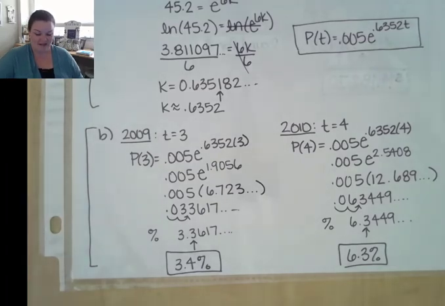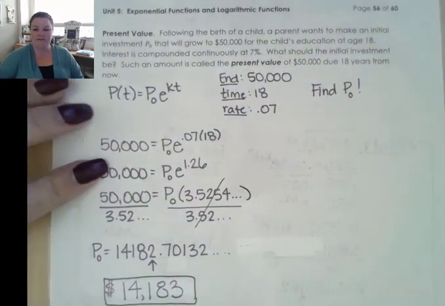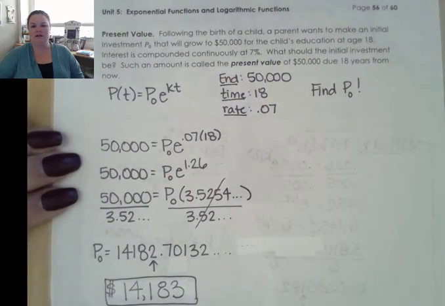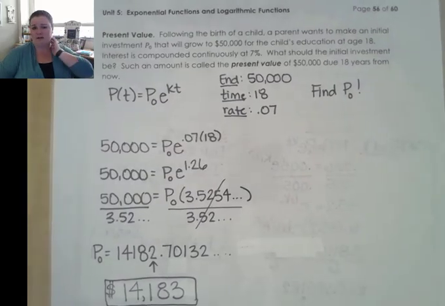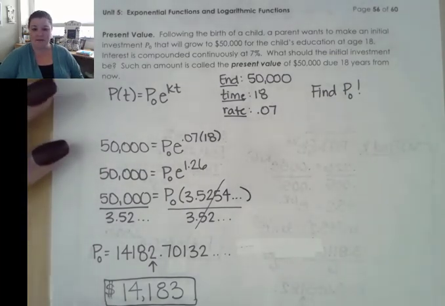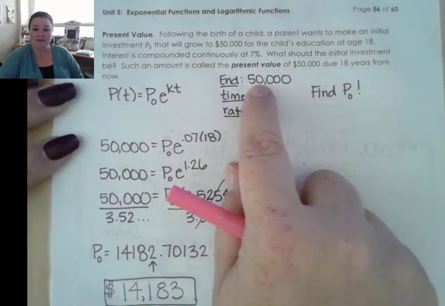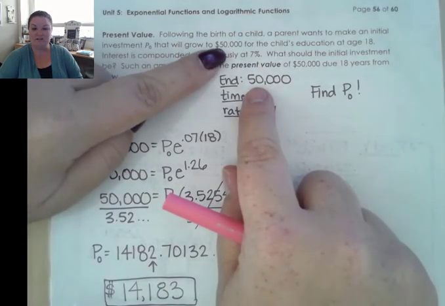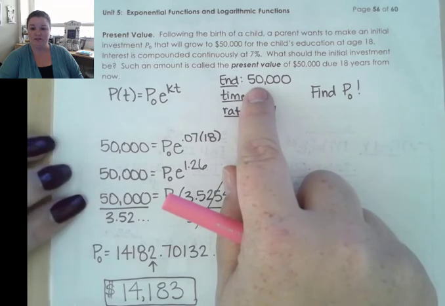Okay? All right, and then the last one we looked at is our present value. So this is talking about a child being born and parents wanting to put an initial investment into a bank so that it will grow to $50,000 by the time the kid's ready to go to college, right? And they want to know, how much do we need to put in so that this happens? So our ending amount is we want to end up with $50,000 for this kid's college fund, right?